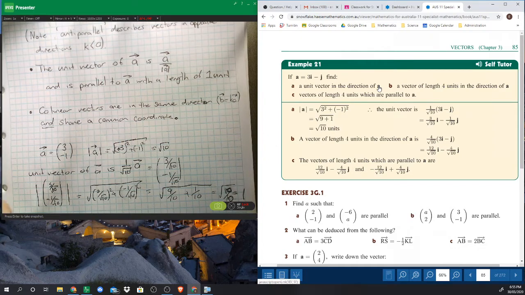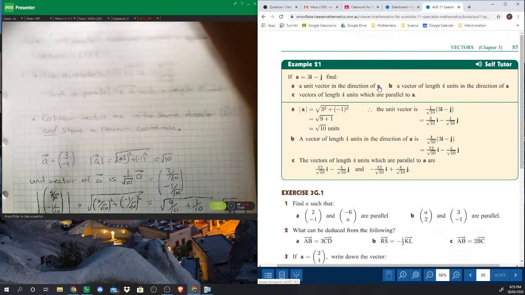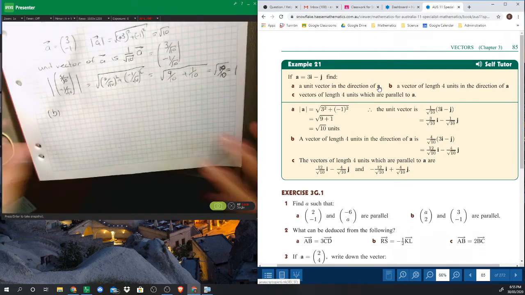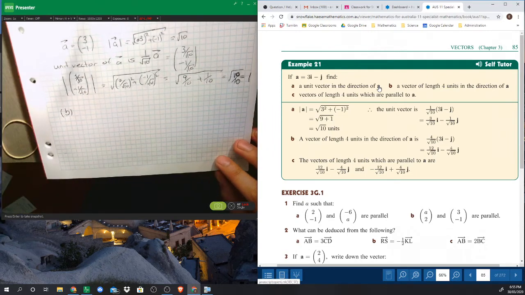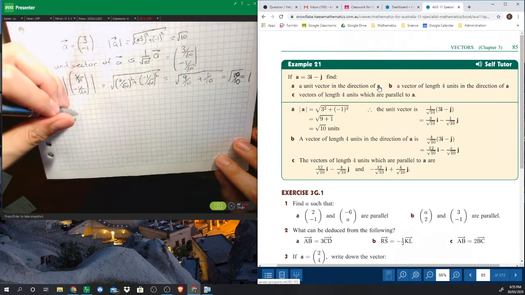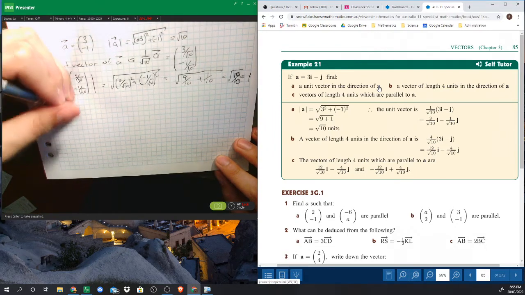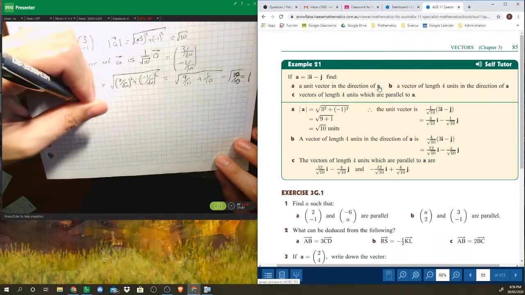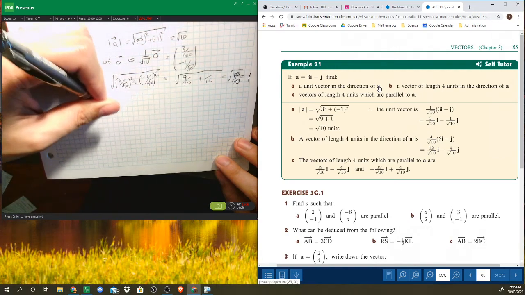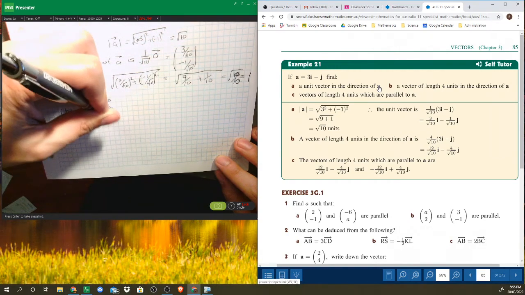Okay, so if it's in the direction, then it has to be the positive. So let's do that. B, sorry. No, you can't see. Let me adjust the camera. All right, so B is equal to 4 units in the direction of A. So say let B equal 4 times A on mod A.